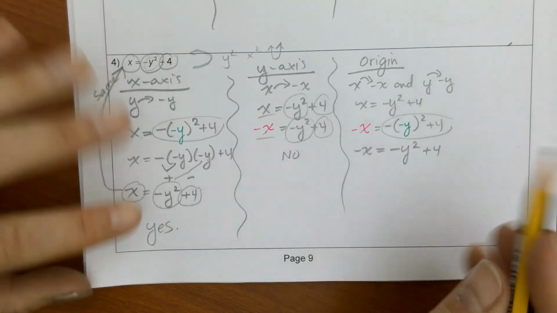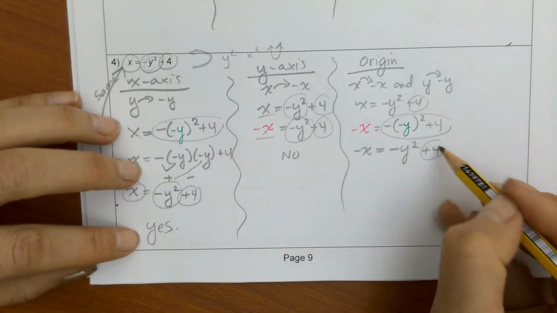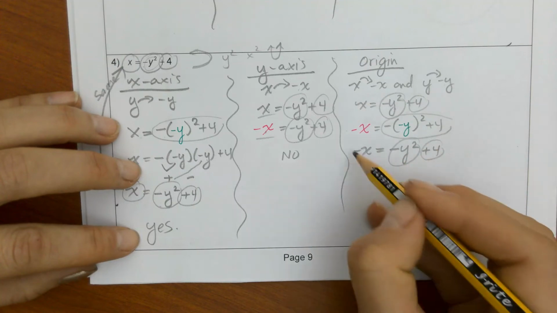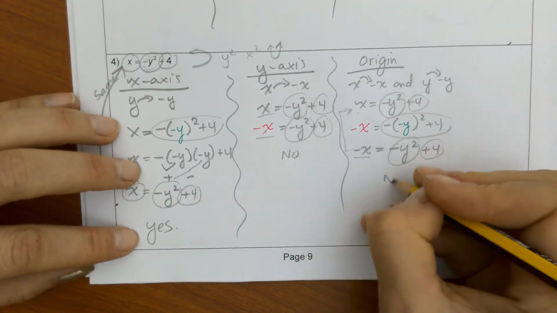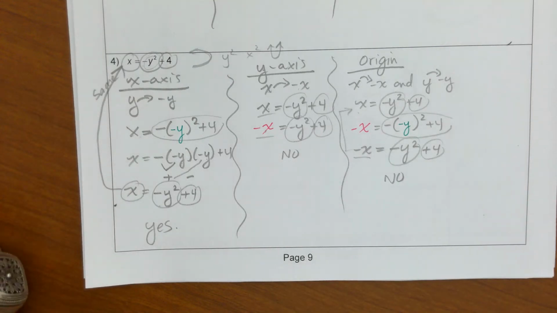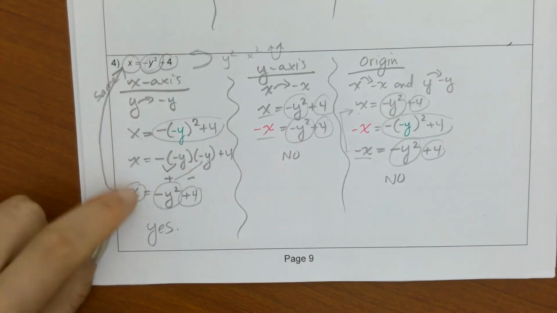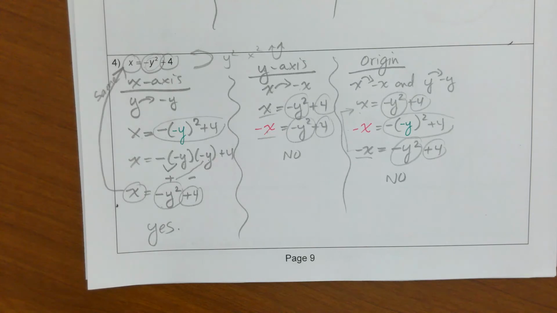So now let's check. Same, same, same, same, different. Look, this is different. So no, there's no origin of symmetry. Only x-axis symmetry. Okay. Let's look at the next one.